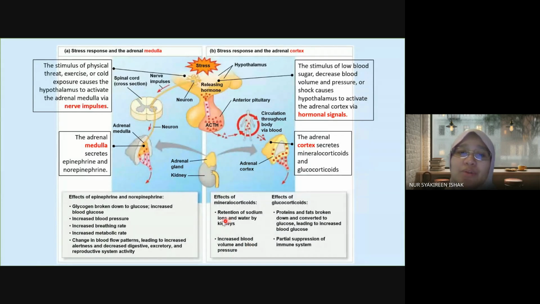Okay. So it causes sodium ion to be reabsorbed by the kidney, and also water will be reabsorbed, which is aldosterone, and increase. Kalau sodium increase blood pressure. Water increase reabsorption, increase blood volume. Okay. So and then effects of glucocorticoids, yang ni lah yang due to low blood sugar level kan, so it causes protein and fats to be broken down, converted into glucose, leading to increased blood glucose level and also partial suppression of the immune system.